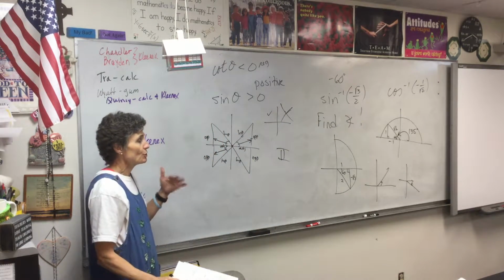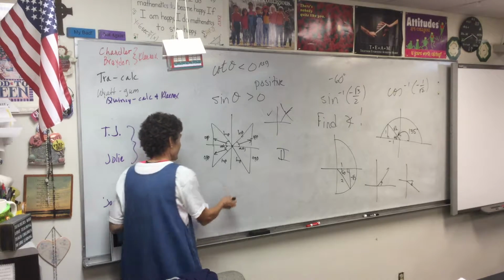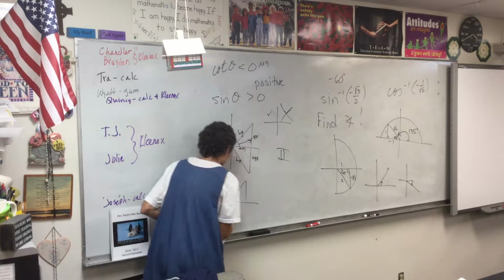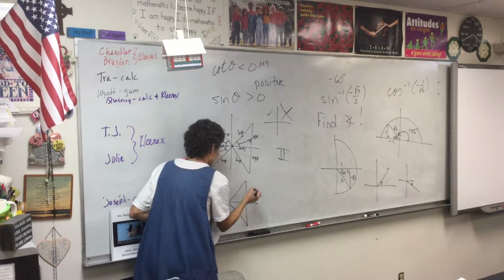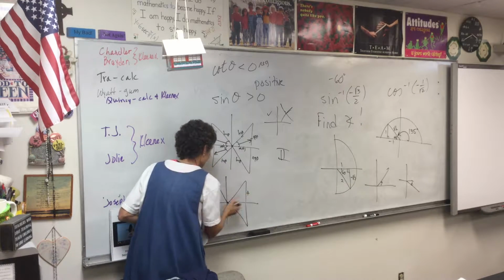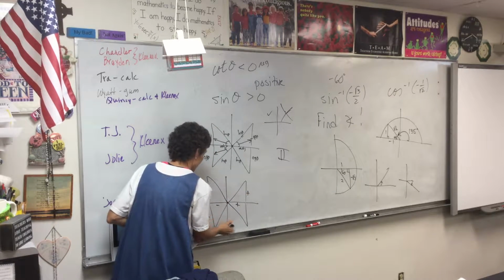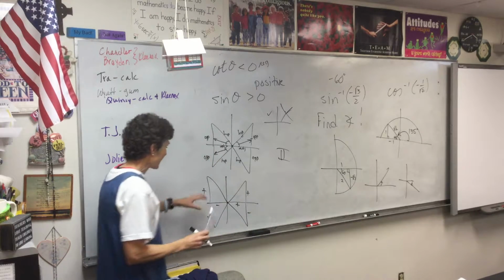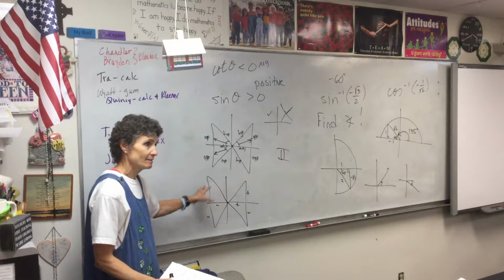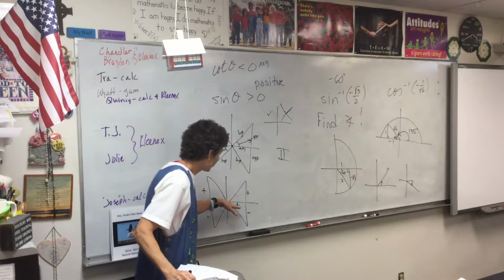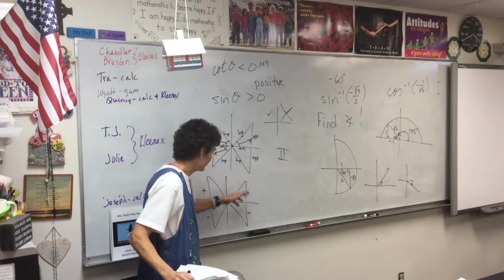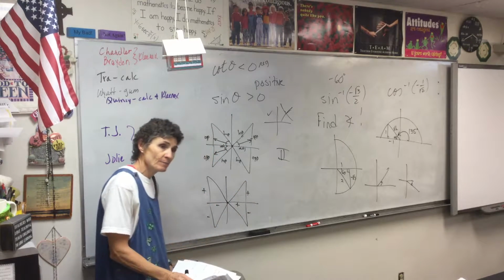In quadrant 2, and if it helps you, you could say, okay, positive, positive, negative, positive, negative, negative. You could set up your triangles like that, because you know right and up is positive, left and down are negative.